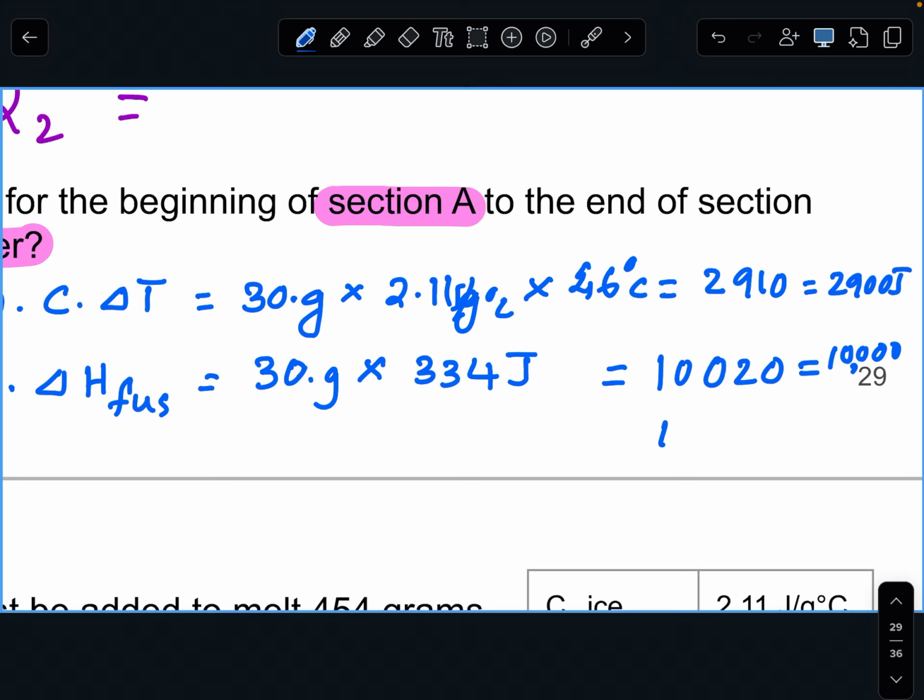So that will be 10,000 plus 2,900. That is addition, so 12,900. That is the answer.